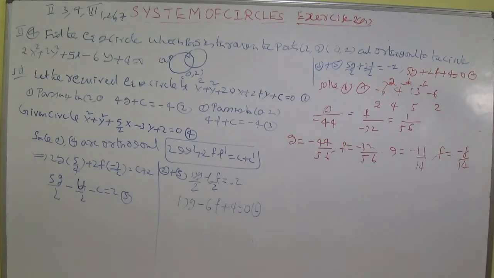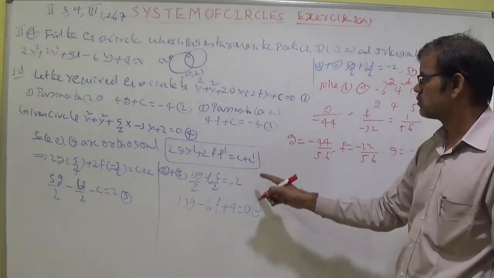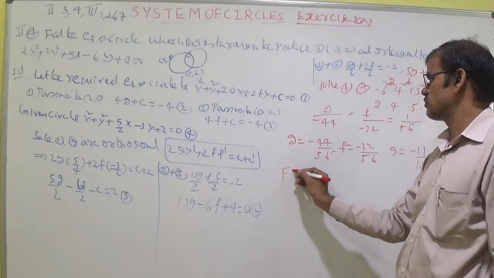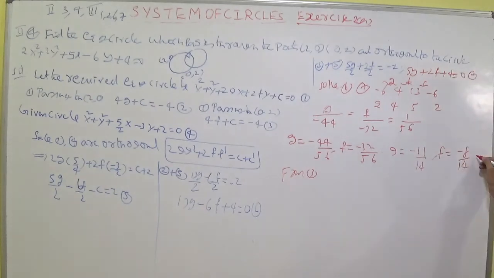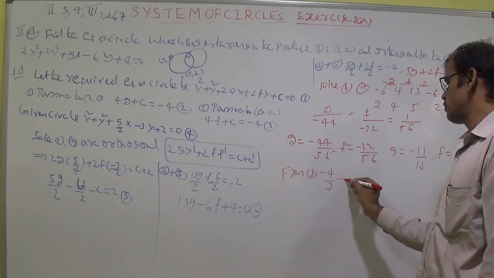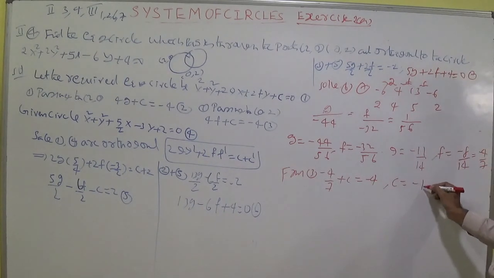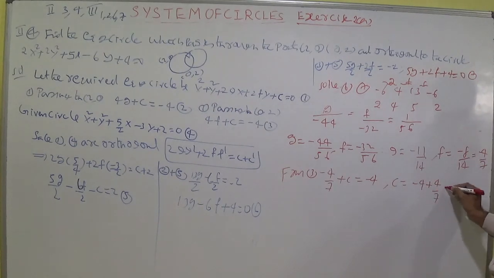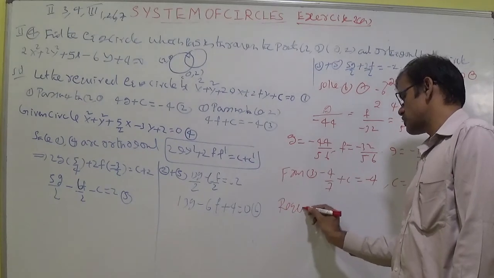So we can say that here, substitute this value, you will be getting it from 3. So from 3, 4f plus c, f is equal to minus 8 by 14. This one we can write as minus 4 by 7. Minus 4 by 7 plus c is equal to minus 4. So c is equal to minus 4 plus 4 by 7. 7 4s are 28, minus 28 plus 4. This is minus 24 by 7. Required equation of circle.